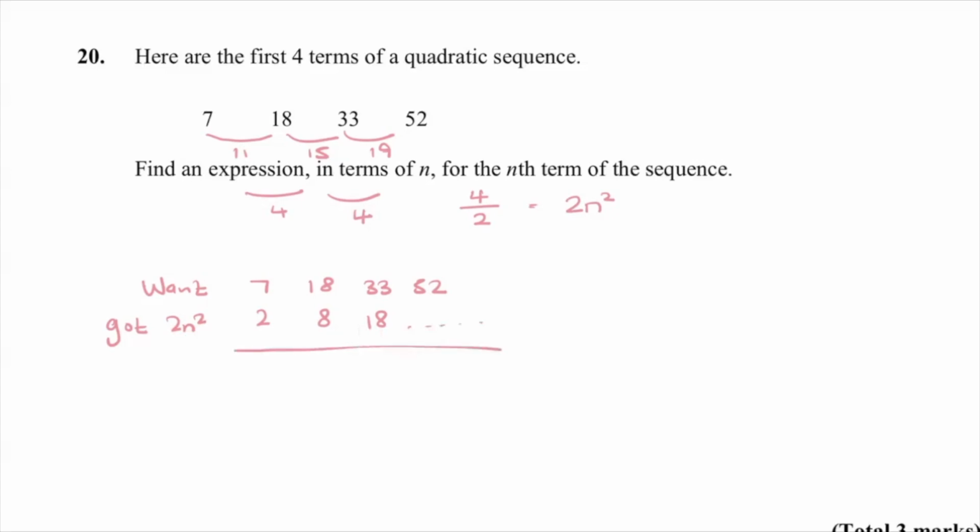Now I'm going to take what I've got away from what I want so that I can see the difference. So I am 5, 10, 15. That's what I am short of. I'm going to see this as a sequence. It's going up in 5s, which gives me 5n. I don't need to add or take from that. It is just 5n. So to create the sequence I want, I'm going to need 2n squared, and I'm going to need to add 5n to it.